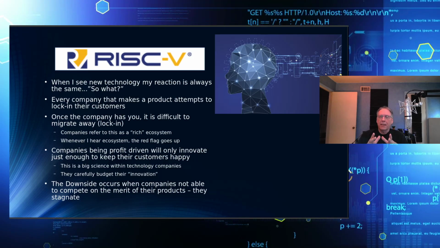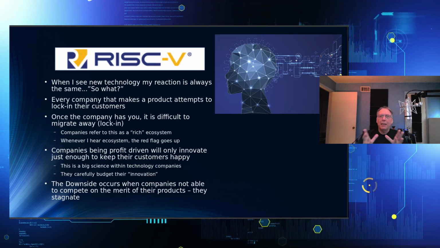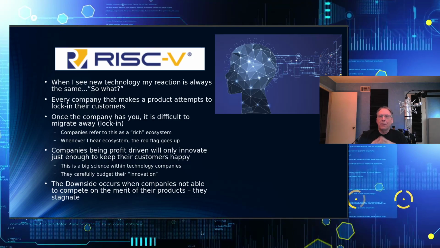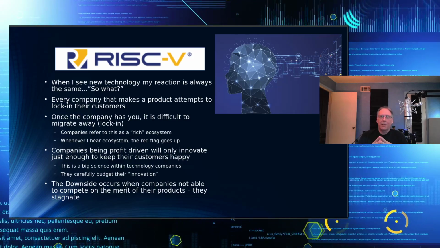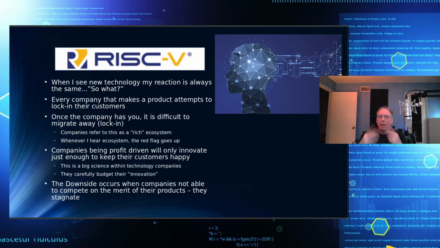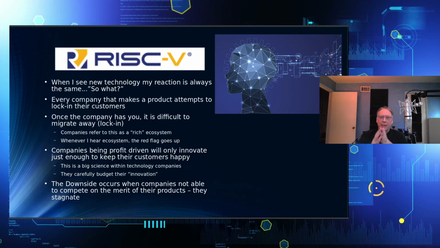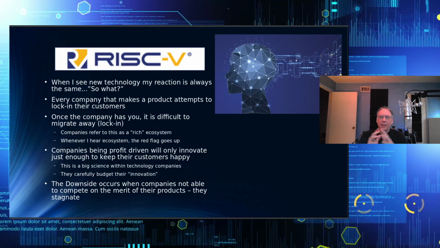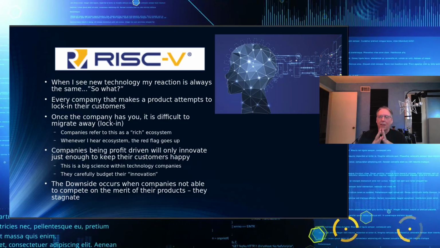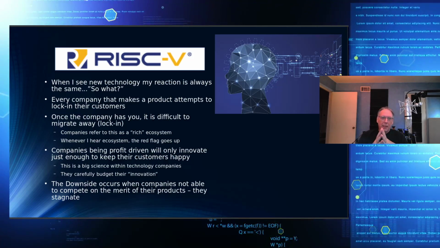Companies call this, and I've heard this term so many times, a rich ecosystem. That's what they're referring to as lock-in. And every time I hear that term, we have a rich ecosystem, red flags and alarm bells go off in my head, knowing that this is how they're going to hold me to that platform.